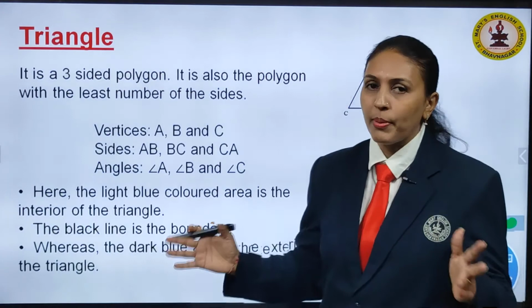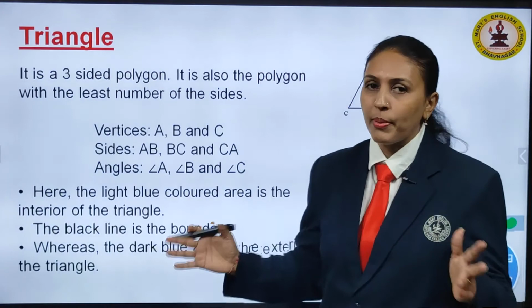A triangle has 3 vertices, 3 sides and 3 angles. That is, the 3 sides are AC, CB and AB. You can see here AB, BC and CA are the 3 sides of the given triangle. It has 3 vertices, meaning 3 corners, that is A, B and C. It has 3 angles also, that is angle A, angle B and angle C.